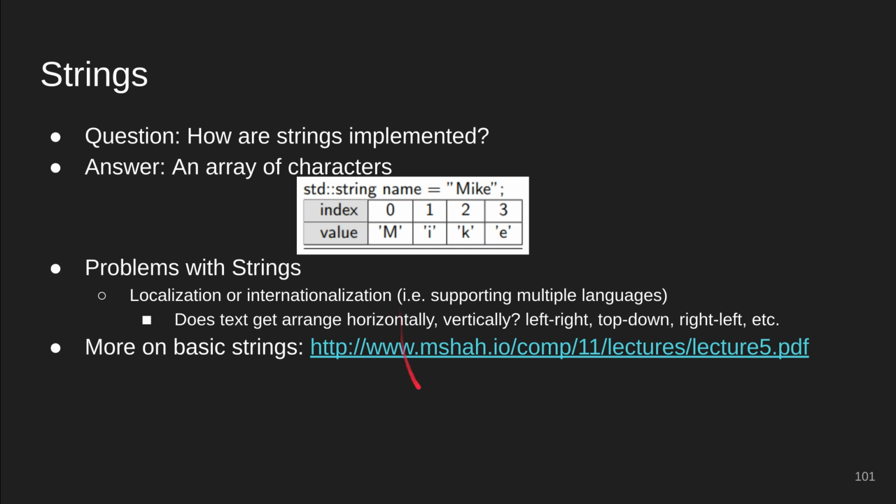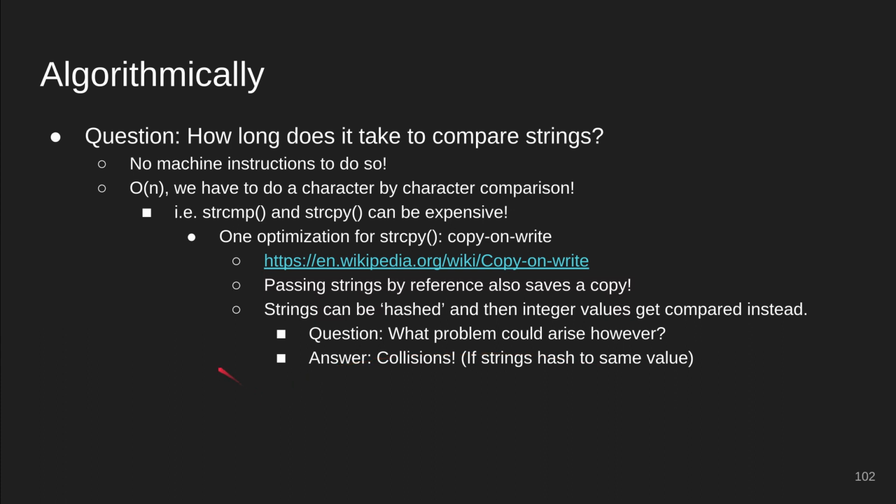Okay, here's a little bit on string processing if you need it. Algorithmically, some things to keep in mind with these data structures are some of their operations. Character by character comparisons with strings can be expensive. They can be O(n).